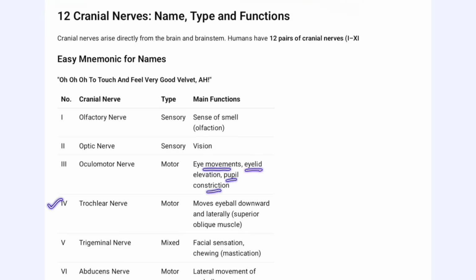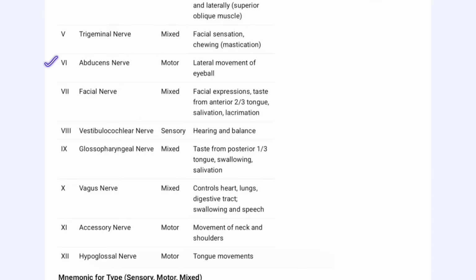Number 4 is trochlear nerve. It is a motor nerve. It moves eyeball downward and laterally, superior oblique muscles. Then touch is trigeminal nerve, which is a mixed nerve. Main function is facial sensation, chewing, mastication. Abducens nerve, which is the motor nerve. Main function is lateral movement of eyeball.